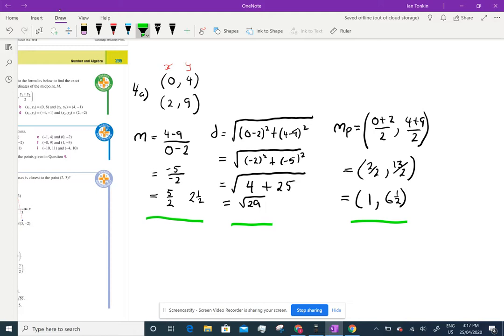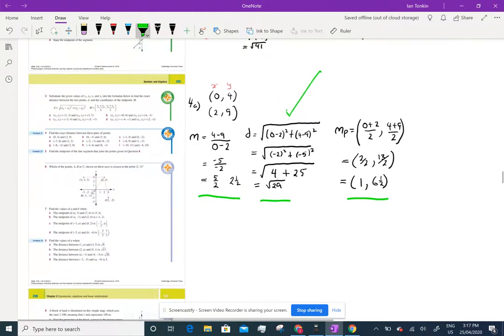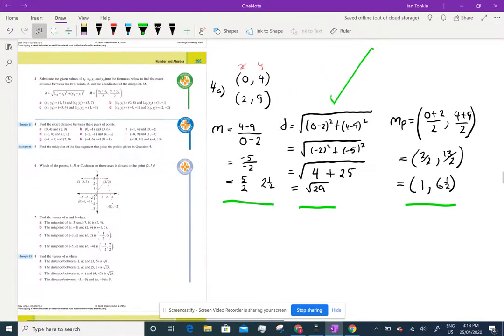Now remember, the only ones in the back of the book you're going to have the answers for are the distance, but I still want you to go through. So you go away and have a go at them. I'm going to do D and G. You come back when you're finished and check your answers.